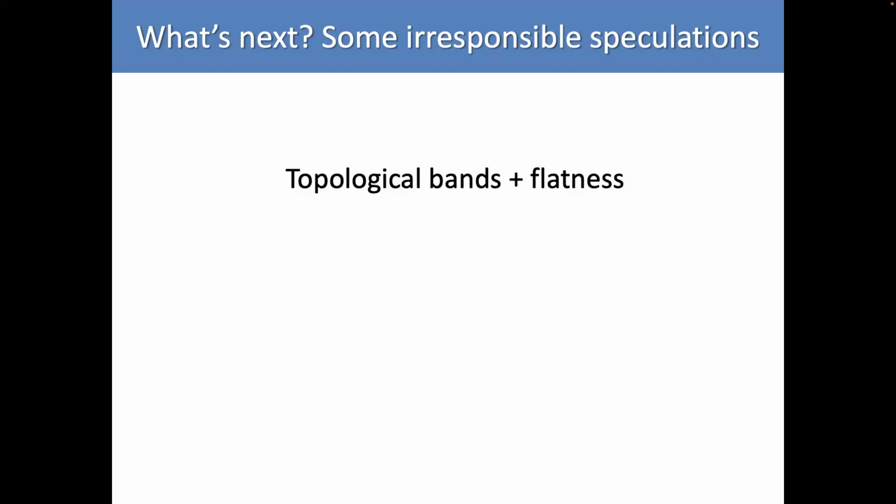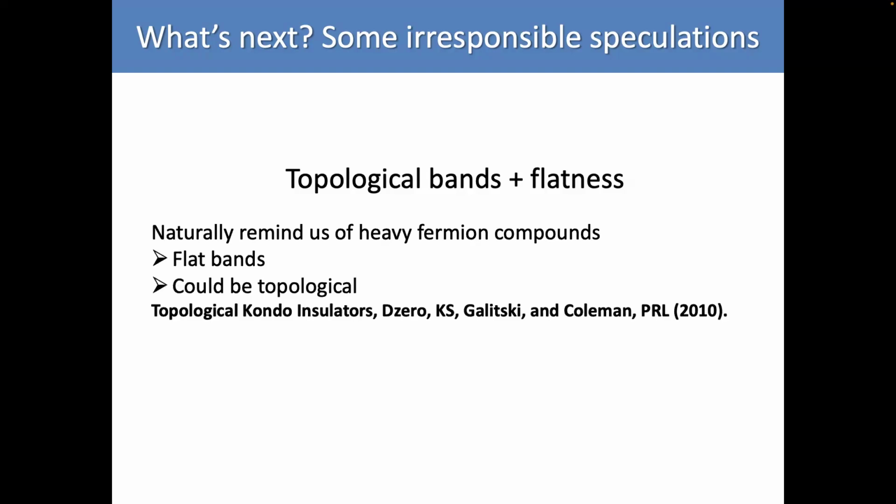We know that these fractional states need 2 ingredients to realize. One is a topological band. Another is that the band needs to be flat. It's flatness. These 2 ingredients actually remind me a lot of heavy fermion compounds. We know all heavy fermion compounds have flatness. And we know some of them can be topological, like what Piers and I showed more than 10 years ago. So it seems to me that a natural question we can ask here is whether it's possible to use heavy fermion compounds to get these fractional states.